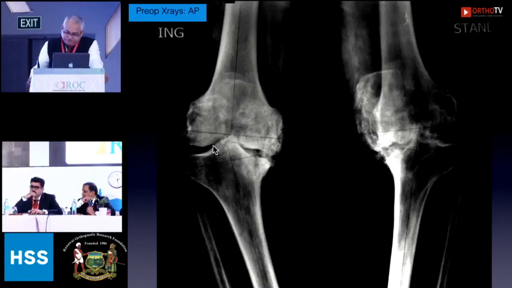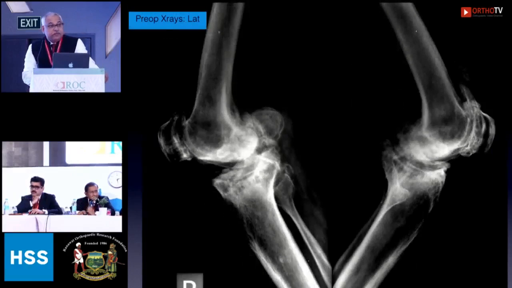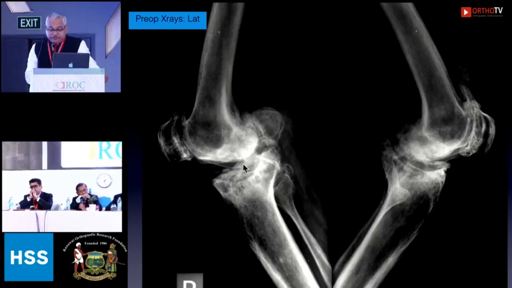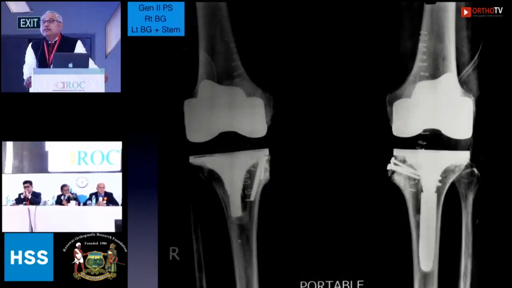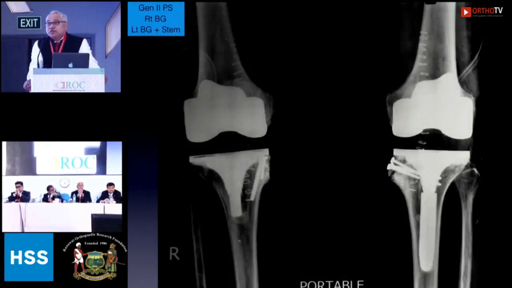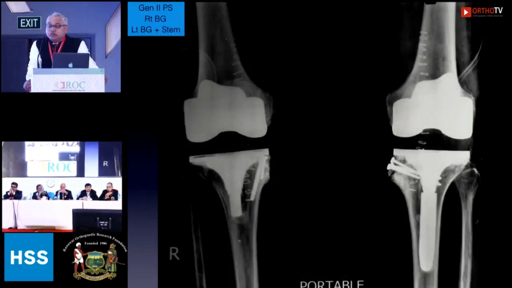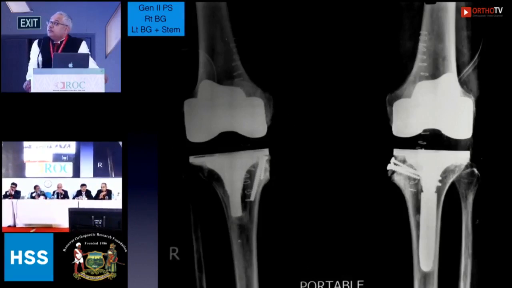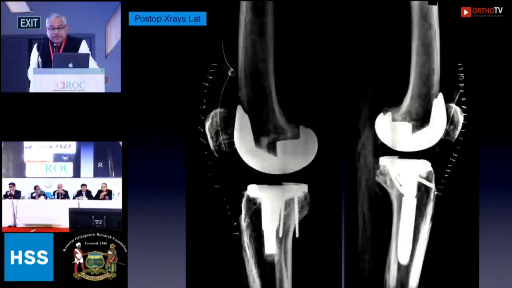So tell us what you did. Yeah, and I'd like everyone to look at the difference in the lateral view and look at the amount of defect on the left side and the somewhat contained defect on the right side. This is what I did. Standard PS prosthesis with screws and autograft, left side. And since the defect was anteroposterior, I used a stem on the left side. And this is the lateral view.